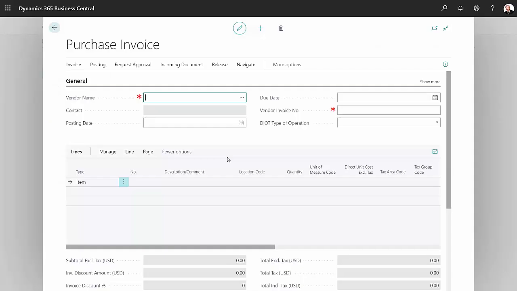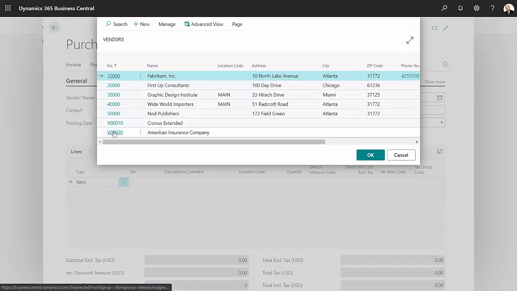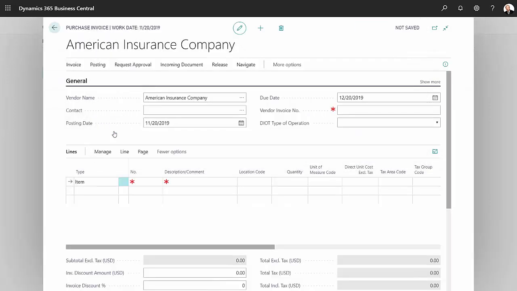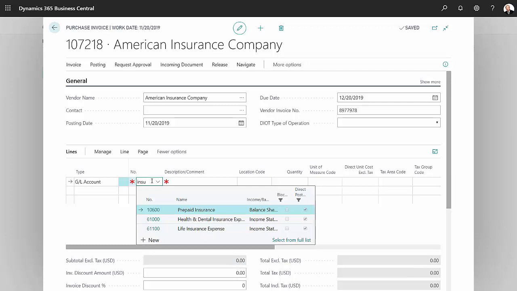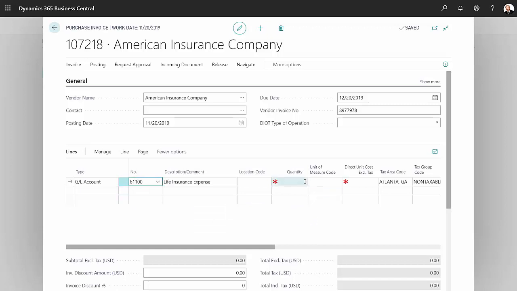I'll start by entering a purchase invoice. I'll look up the vendor here, American Insurance Company. This is a GL expense line, and I'm going to charge it not to the prepaid account, but to the regular insurance account. Right, so this is my purchase invoice.